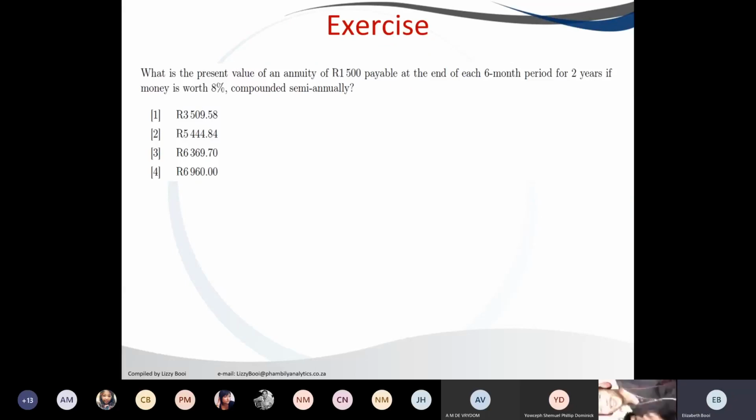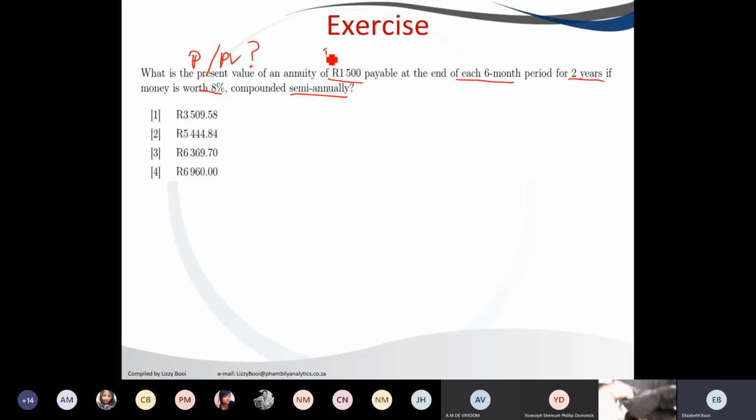And with that said, this is your exercise. What is the present value of the annuity of 1,500 at the end of each 6 months for 2 years if the money is worth 8% interest, compounded semi-annually, which is the same as every 6 months? So what do we want to calculate? We want to calculate our present value, which is P or PV.